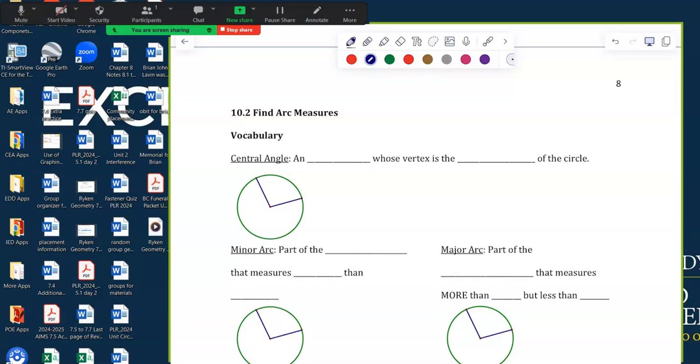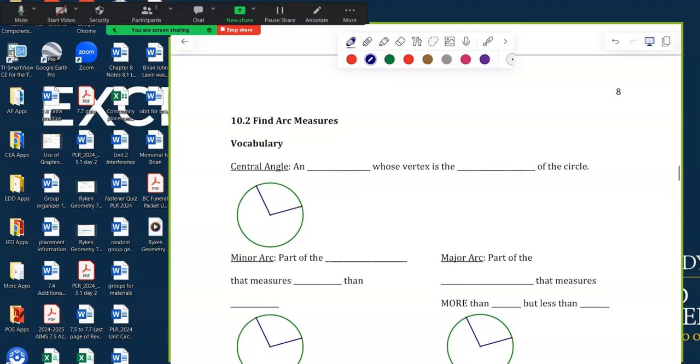Okay, in this video, we're going to work on the 10.2 notes. So it's about finding arc measures. So the arc, let me just tell you, is this piece outside. This is an arc, okay? It's like the crust of the pizza, okay? This is an arc. All around the outside, those are arcs.